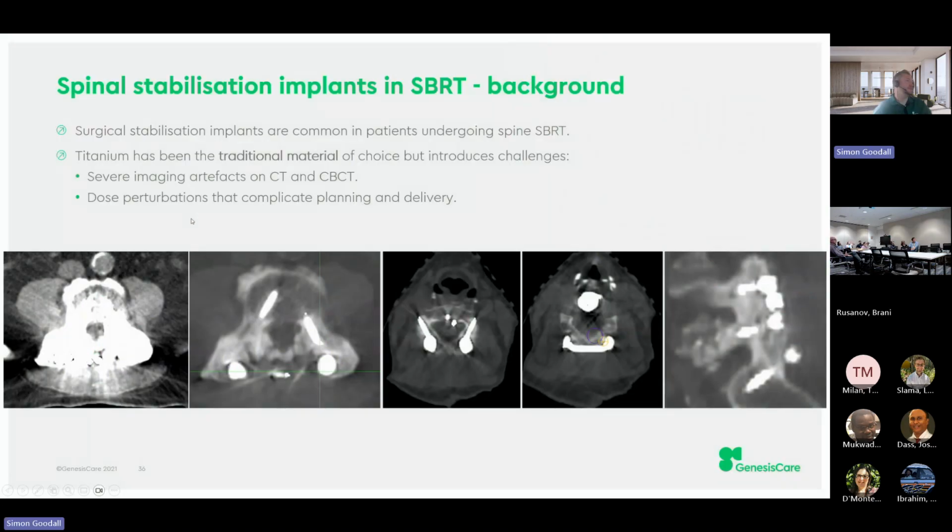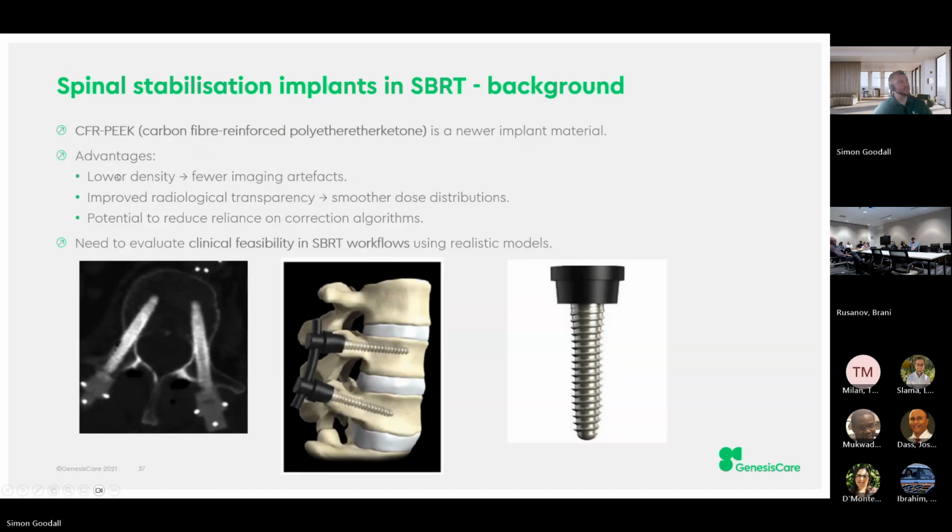All right, and I'm aware my time's getting on, so I'm going to go through this last little bit pretty quickly. The final bit was spinal stabilisation implants and SBRT. For those that have worked in radiotherapy, we know that metal in the patient gives us some artifacts, and it makes dose calculation a bit more challenging. More recently, there are these carbon fibre reinforced implants that can be used. They have a carbon fibre structure with a very thin layer of titanium just to support them. And these have essentially been designed with radiotherapy in mind because they provide less imaging artifact and should allow more accurate dose calculation.